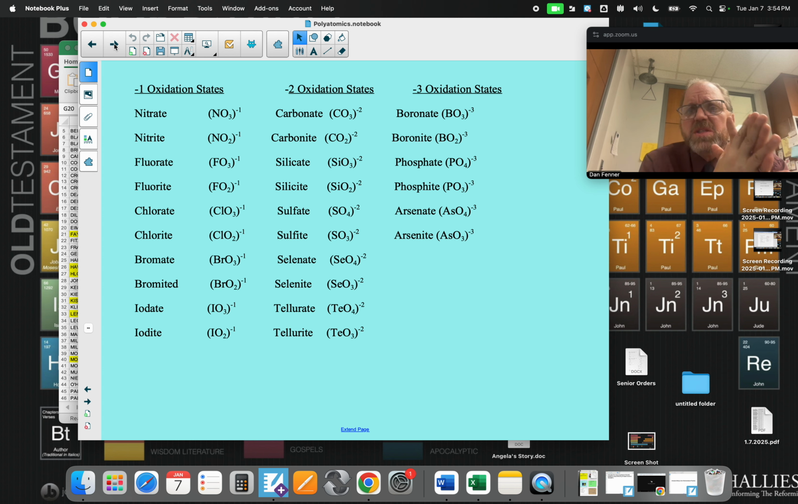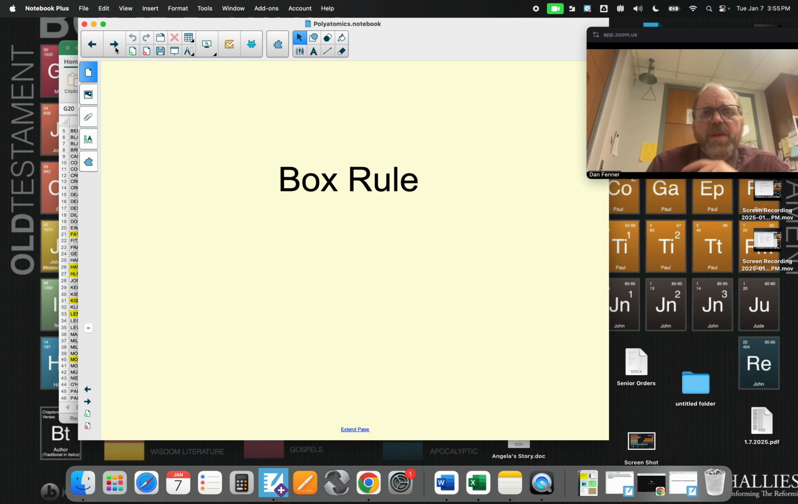So I was shown this by my high school chemistry teacher way back in the Stone Ages, Mary Bunny Bunnell, great teacher. And I'm going to show it to you. And if it makes sense and works, great. If not, you can memorize these. All right. So here's how this works. It's called the box rule. What do we do in the box rule?